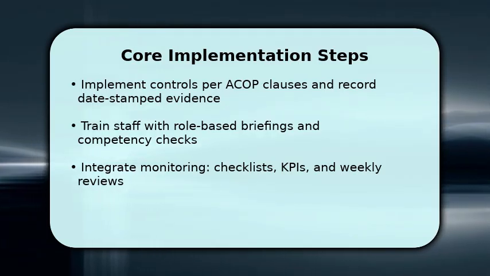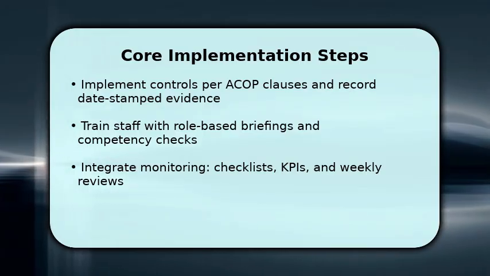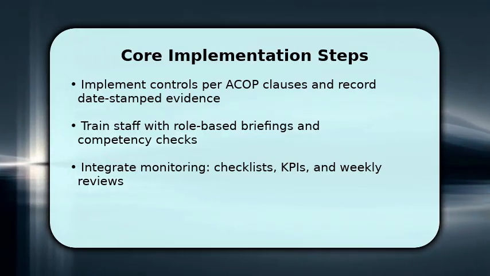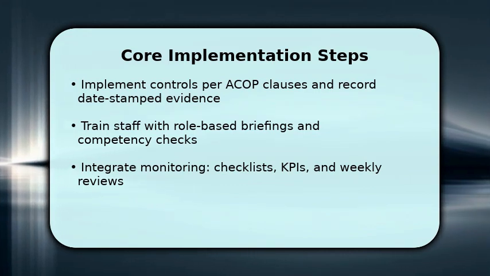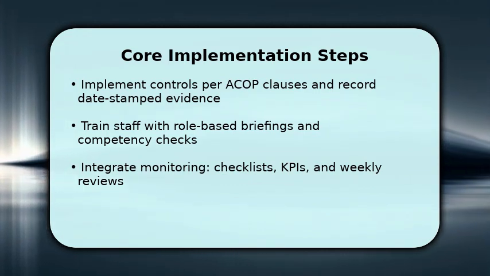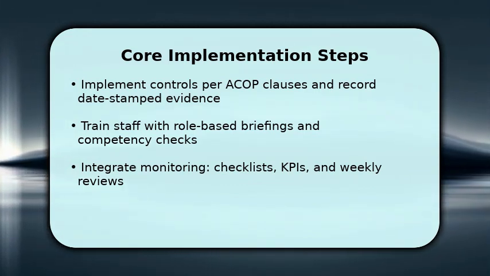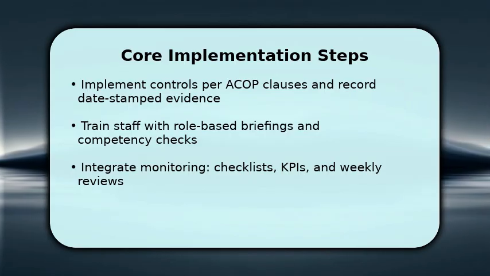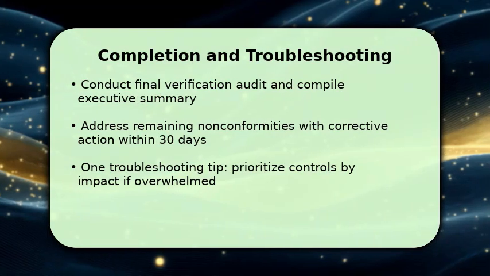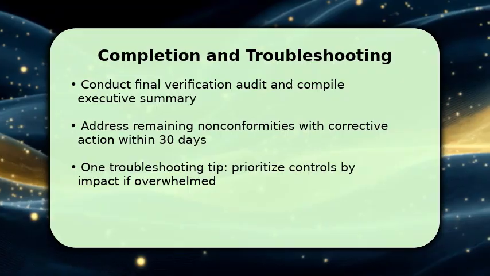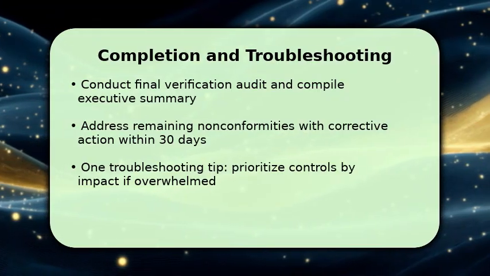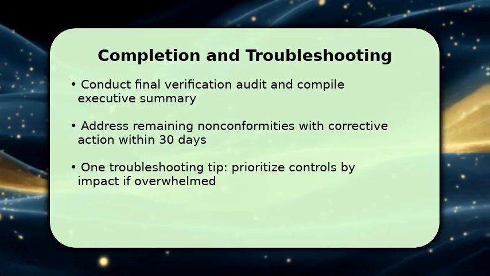Set up monitoring, practical checklists, 2 to 3 KPIs, and weekly review meetings to catch drift. Once these systems run, refine procedures where gaps appear and update evidence packs so audits see a consistent, traceable compliance pathway. Finish with a formal verification audit that tests controls against the Acop requirements and produces a concise executive summary.